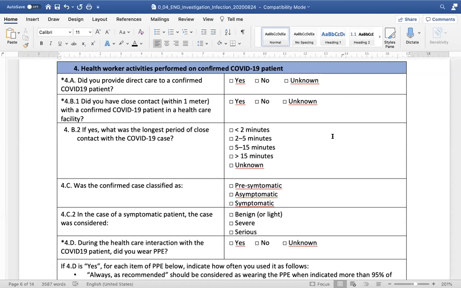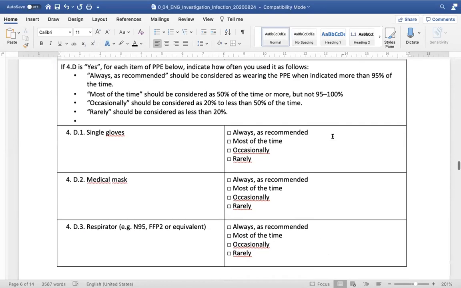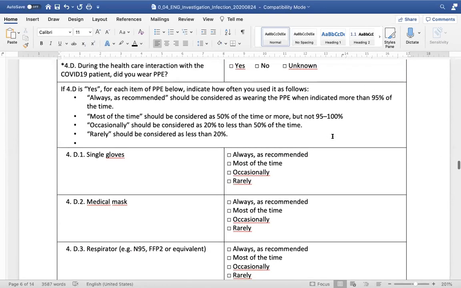And we all know the classification for whether you are a low risk or high risk depends also to a large extent on the duration of contact with the COVID positive case. Was the confirmed case classified as pre-symptomatic, asymptomatic, or symptomatic? The service provider needs to indicate this. Please move down. Can you move down, please?